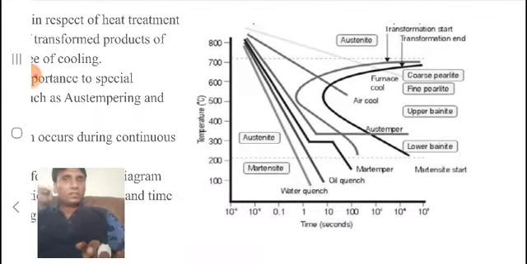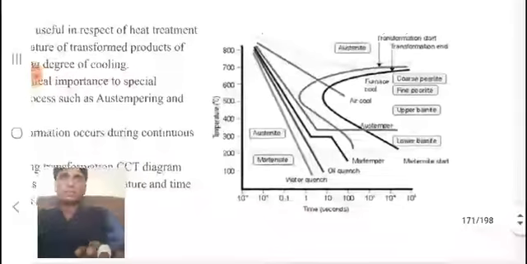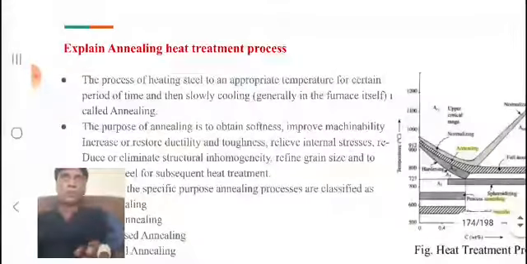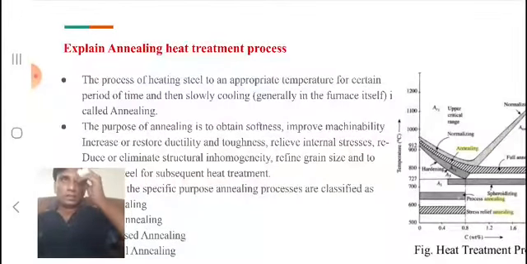So in this, what we have is retained austenite, and because of this retained austenite, some thermal stresses are induced in the metal, and also non-uniformity in the grain size and shape. So to avoid this, we do a heat treatment process. That heat treatment process is called the annealing process.